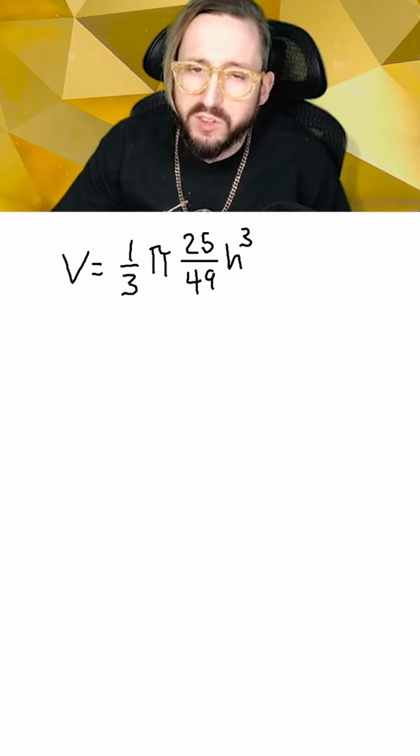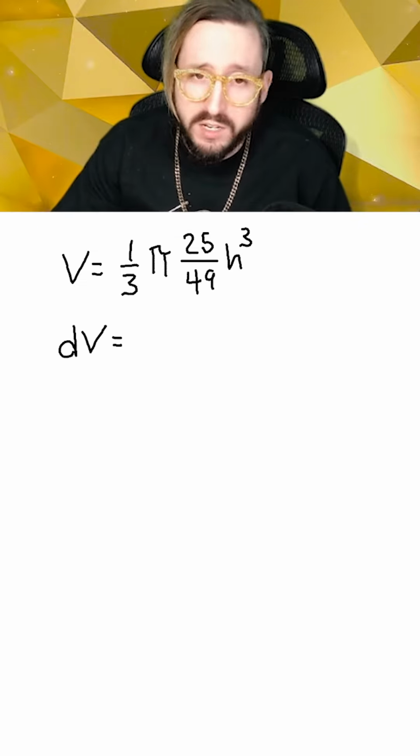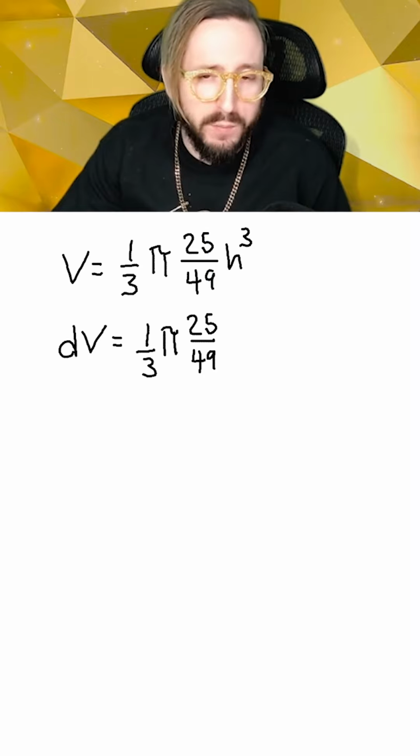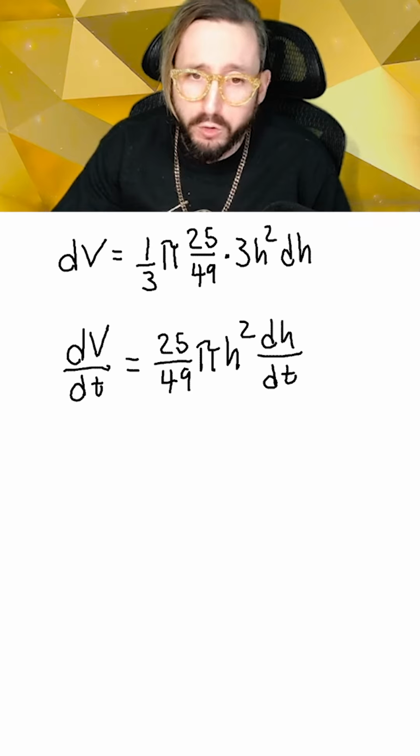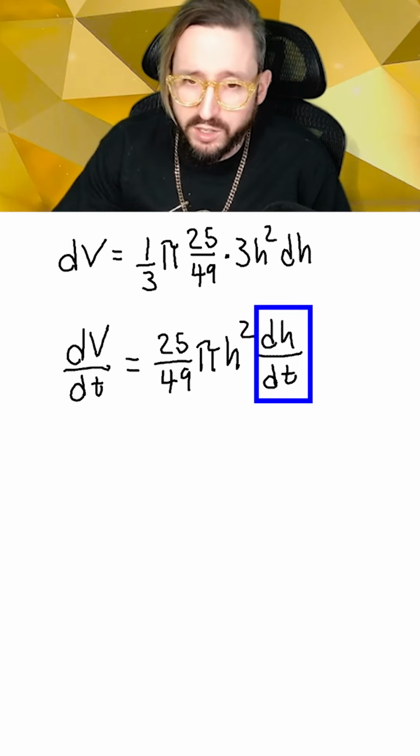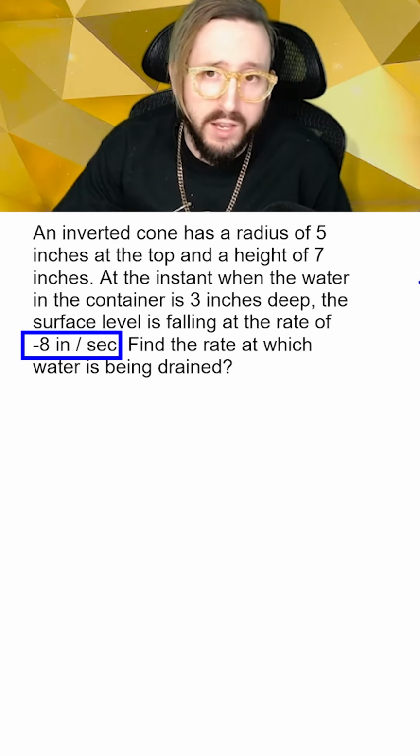and now the next step is to implicitly take the derivative of both sides. So the derivative of V is just going to become dV, and the derivative of h cubed is going to become 3h squared dh. The next step is to divide both sides by dt, so now we have our two rates, dV/dt and dh/dt. Now from the problem, we know that the change in the height of the water level, dh/dt, was -8, so we can plug that in.